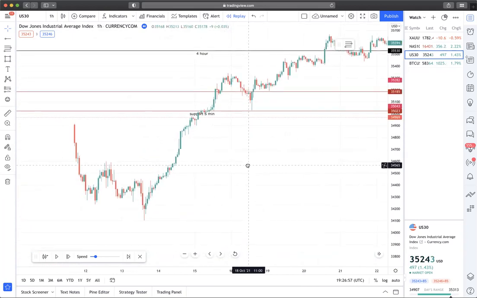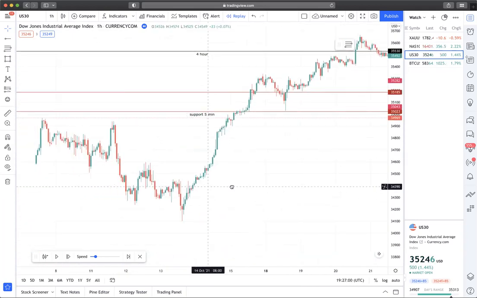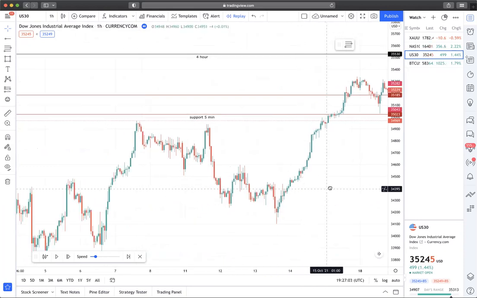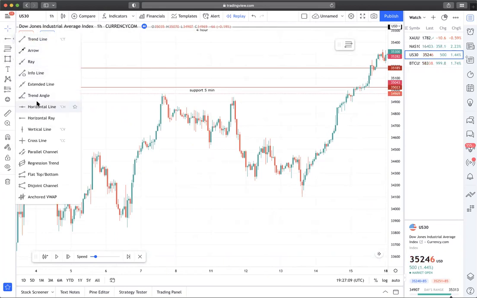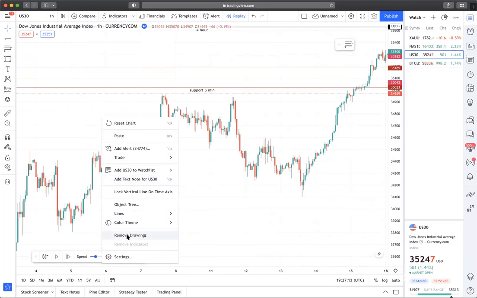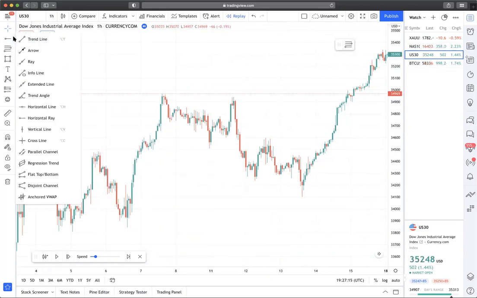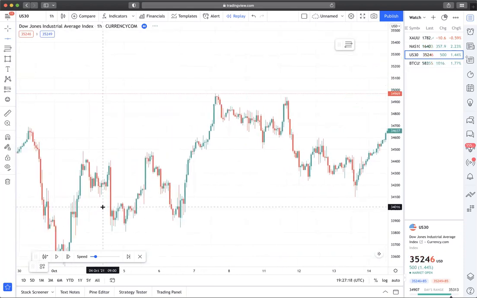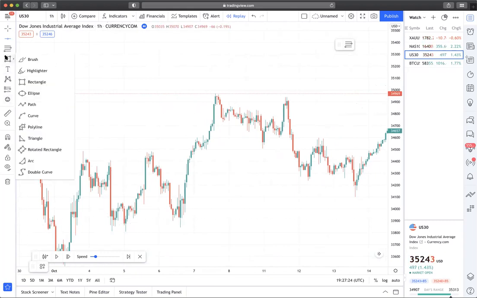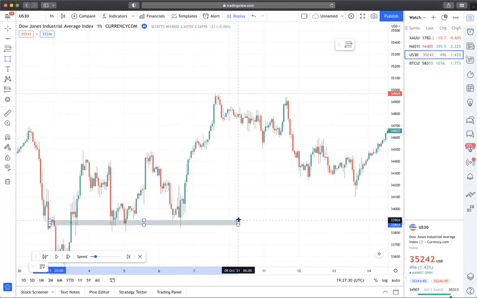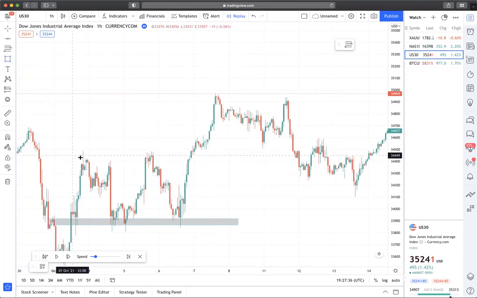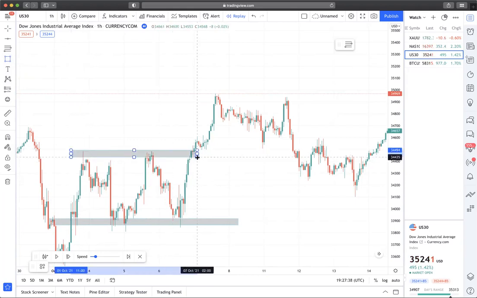Let's look over here. We had a lot going on over here. So let's mark this up really quick. Remove drawings. So looking at this, we got a lot of movement last week on this. We had seen this level, this zone. Let's just do it as a zone. This zone right here. And then this zone right here.